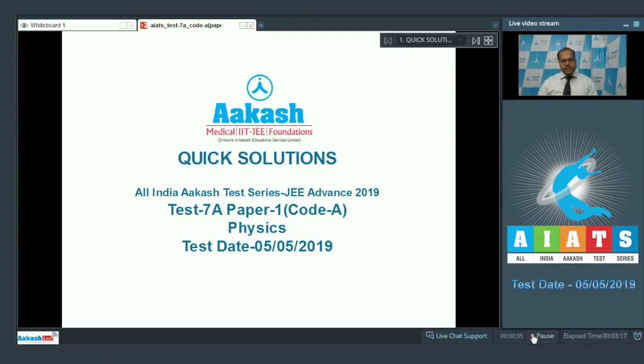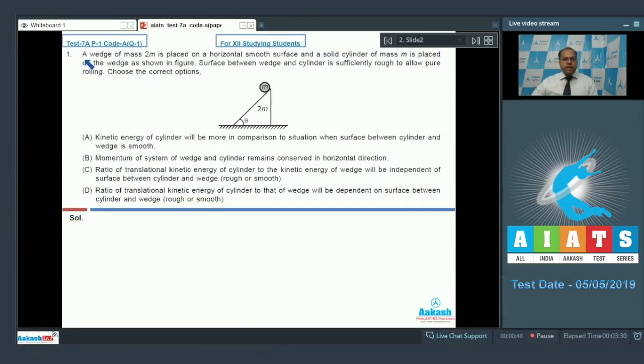Code A Physics. Let's move to question number 1. In question number 1, a wedge of mass 2m is placed on a smooth horizontal surface and a solid cylinder of mass m is placed on the wedge as shown in the figure. The surface between wedge and cylinder is sufficiently rough to allow pure rolling. Choose the correct options. So we have to check the validity of the given options.